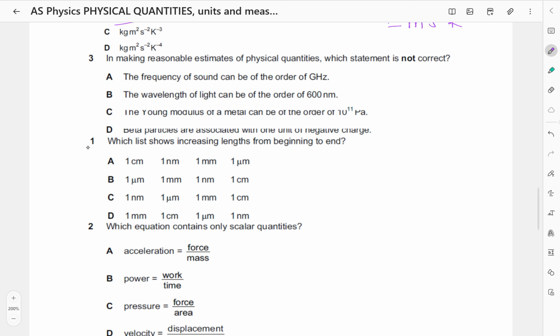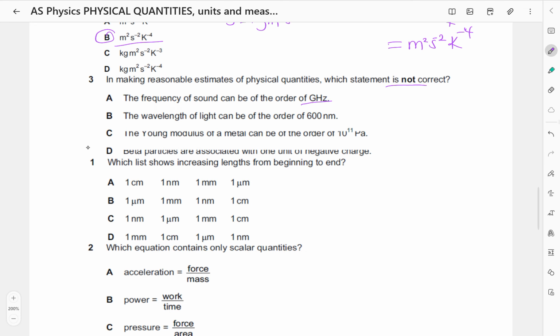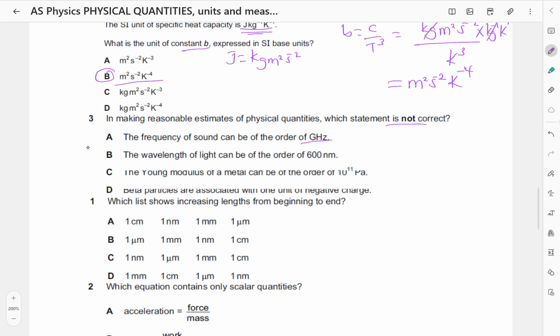In making reasonable estimates of physical quantities, which statement is not correct? Number 1: the frequency of sound can be of the order gigahertz. Giga means 10 power 9 hertz.